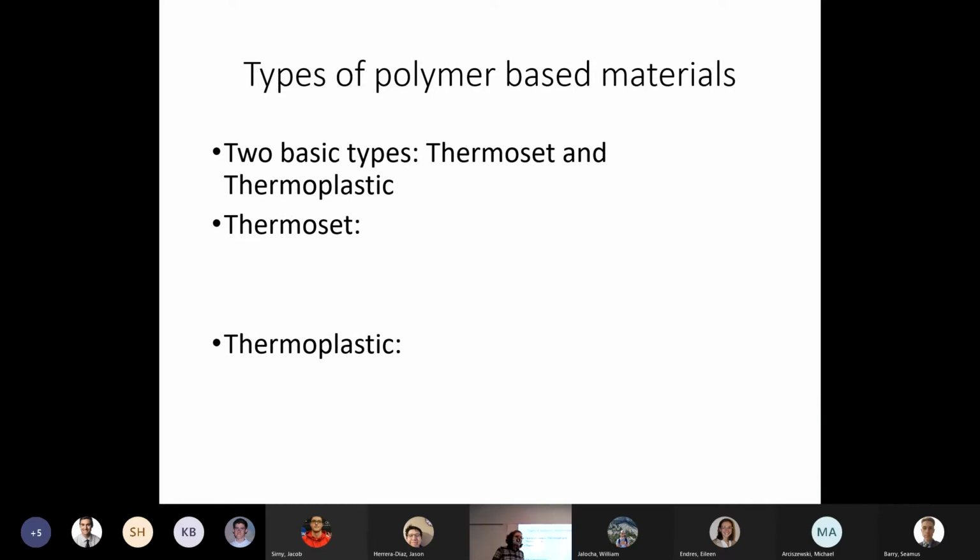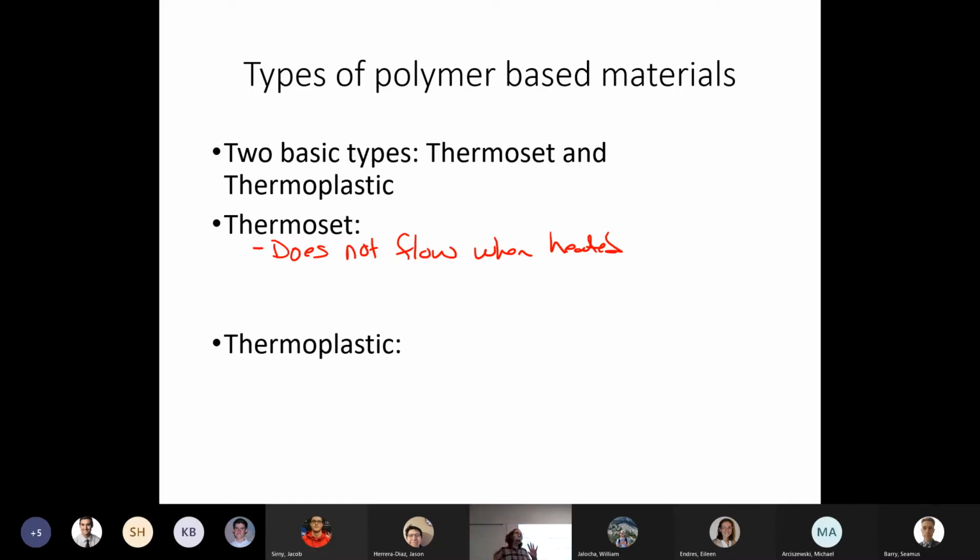Okay, so let's review thermoset and thermoplastic. We're going to start with thermoset because we're going to talk about that the least. If you remember from 321, a thermoset is a material that does not flow when heated. Once a thermoset is formed, it's pretty much solid. It's going to hold its shape. Eventually, it will burn or char.